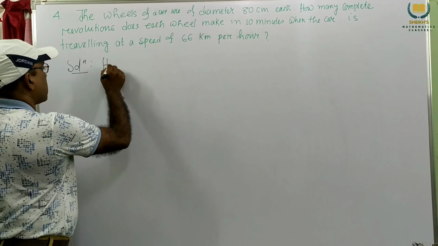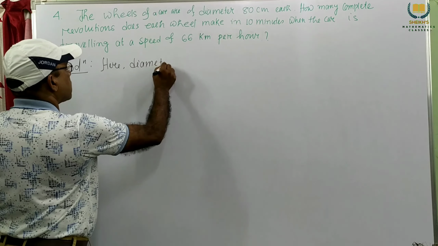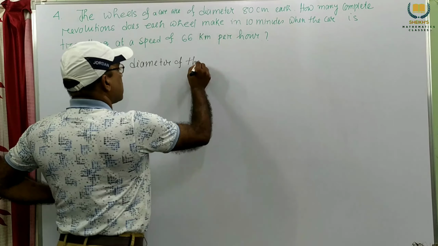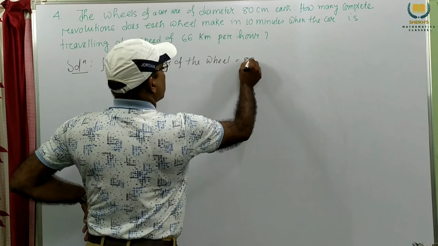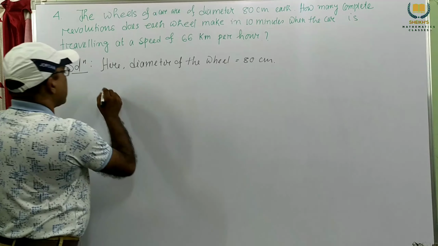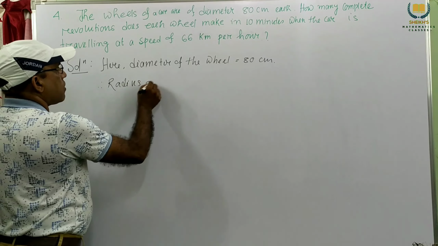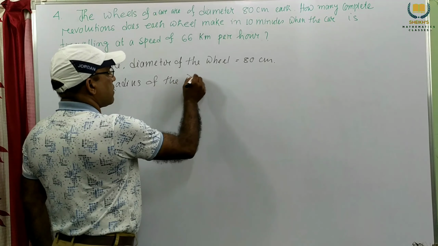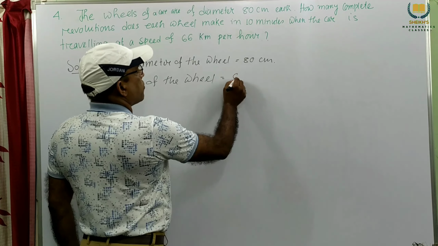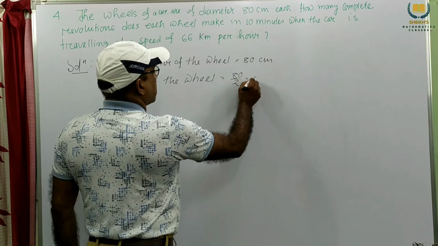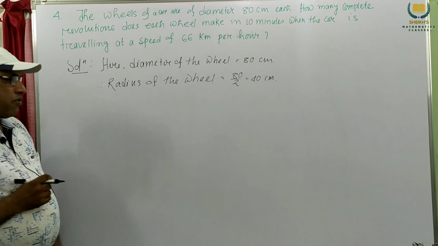Here, diameter of the wheel equal to 80 centimeter. Therefore, radius of the wheel equal to 80 by 2 equal to 40 centimeter. So radius of the wheel is 40 centimeter.